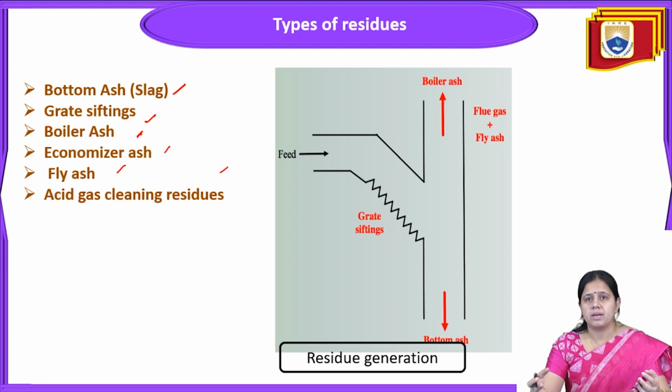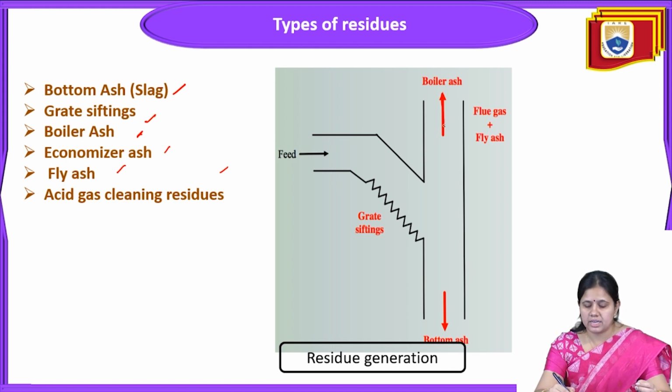Bottom ash is collected at the bottom of the tank, and is also called slag. Then there are grate siftings, which sift from one area to another. Then boiler ash: in the boiler, when the temperature drops, some ash is created. Then economizer ash is also there, fly ash is also there, then flue acid gas cleaning residue.